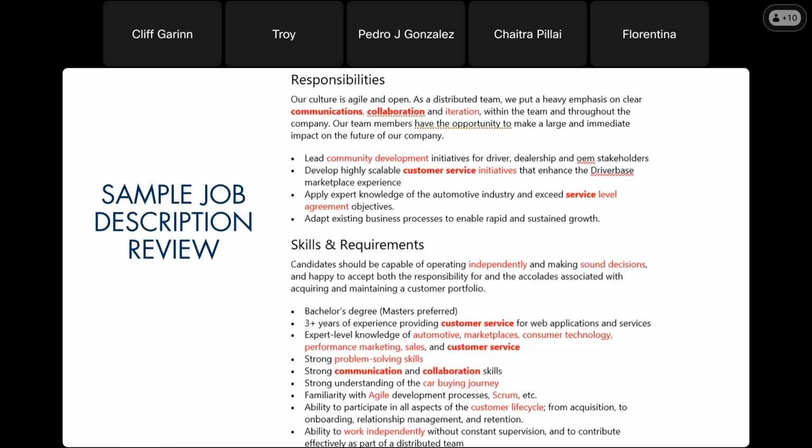Like this one, it talks about the company. Our culture is agile and open. Then it goes, as a distributor team member, we put a heavy emphasis on clear communication, collaboration, and iteration within the team throughout the company. It goes into talk about the team and what that team member would encounter. Okay. Then it goes into the skills and the requirements to be qualified for the job.